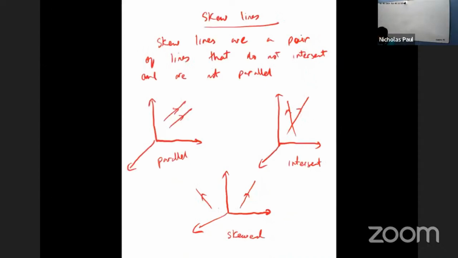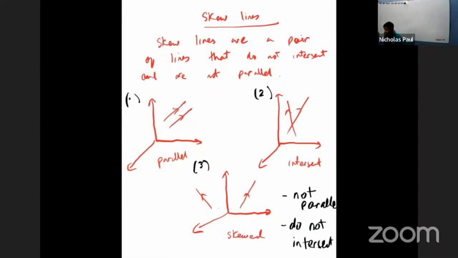Right. So we're looking at something called skewness, right? How do we show skewness? Well, in order for us to show skewness, we have to show that the vectors are not parallel and they don't intersect. All right? So I want to show you now how to determine if vectors intersect.